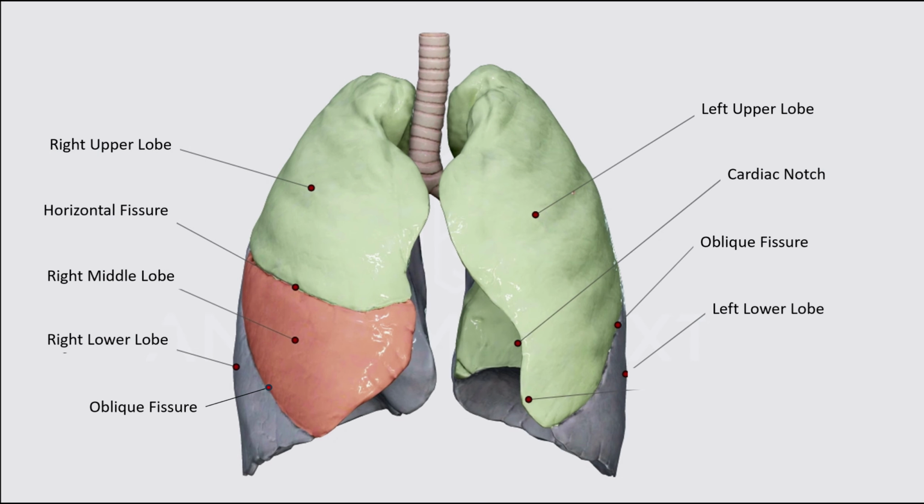It's important to remember that from the front, most of the lungs that you encounter are the right upper lobe and the right middle lobe, and of course the left upper lobe. The lower lobes are at the back. This is important in CT scans.